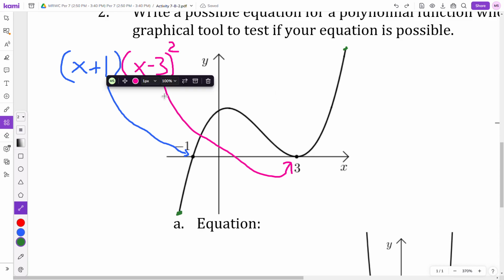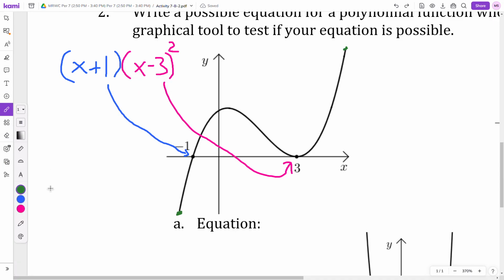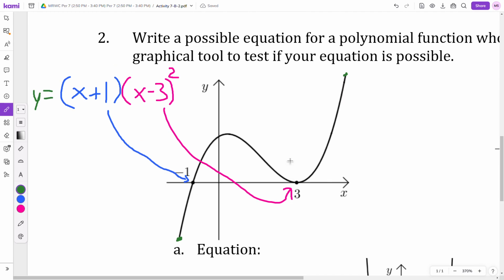Why would I care if it's positive? Who cares if it's positive or negative? Well, it tells me whether or not I need to put a negative in front. And since it's not negative, I just leave it. So this is simply y equals that. How about that? That's all it is. See, I told you.